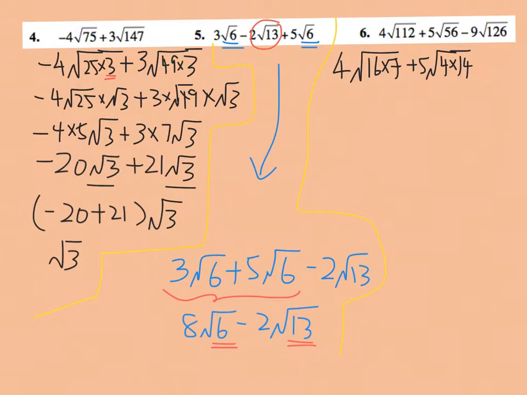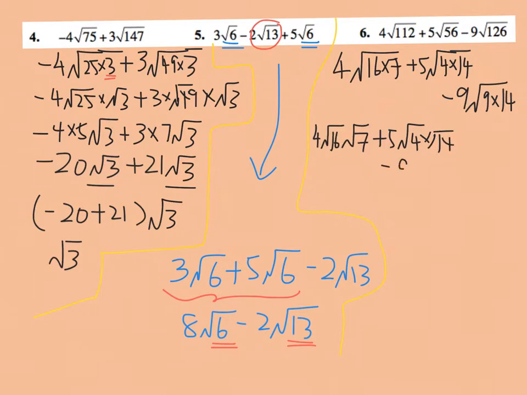You have to realize that 7 times 8 equals 56, but the factors of 7 and 8 don't work in this case because 7 and 8 are not perfect squares. And let's carry on to minus 9 times square root of 126, and 126 can be broken into the factors of 9 times 14. And next we will apply the product of radicals property to end up with 4 times square root 16 times square root 7 plus 5 times square root 4 times square root 14 minus 9 times root 9 times root 14.